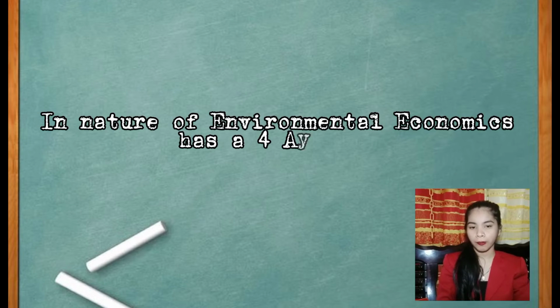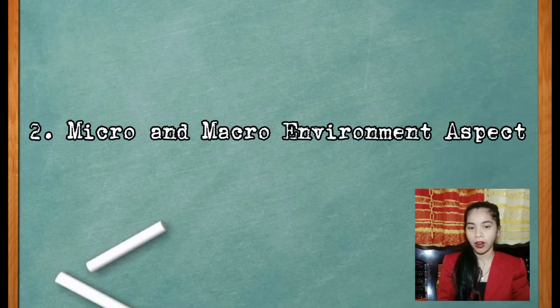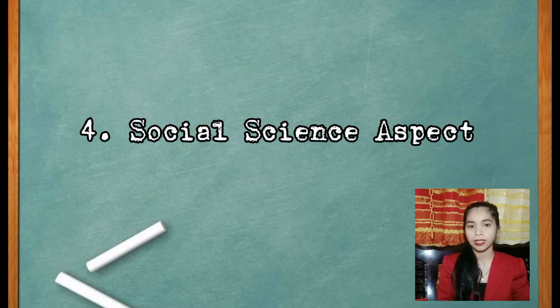The nature of environmental economics has four aspects. First is the positive and normative aspect. Second is the micro and macro aspect. Third is the static and dynamic aspect. And the last is as a social science.